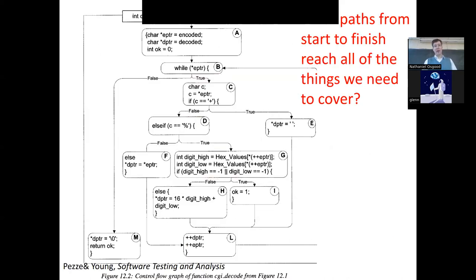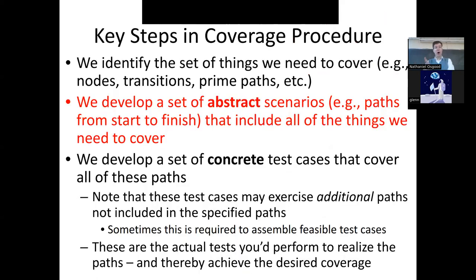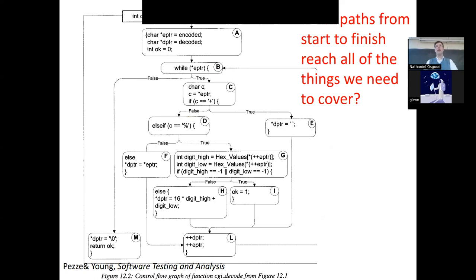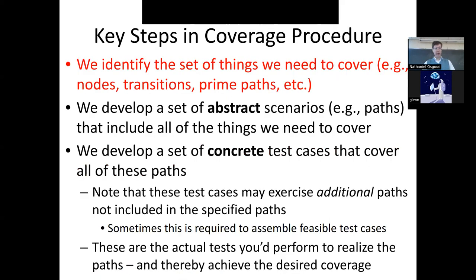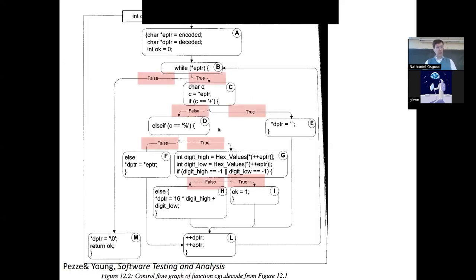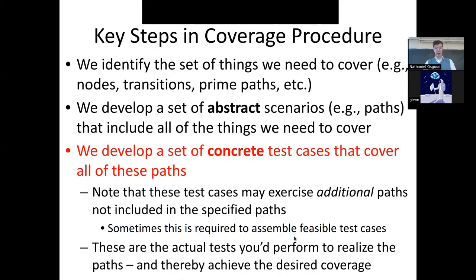Great. Okay. But when we try to exercise these things, we're trying to reach all of these points within this code, all of these specific edges. That's what we're trying to reach in our coverage, right? We identify the set of things we want to cover. That's these ones here and these ones flowing down here that I haven't colored. And then we want to figure out paths from start to finish that will reach these things, okay?